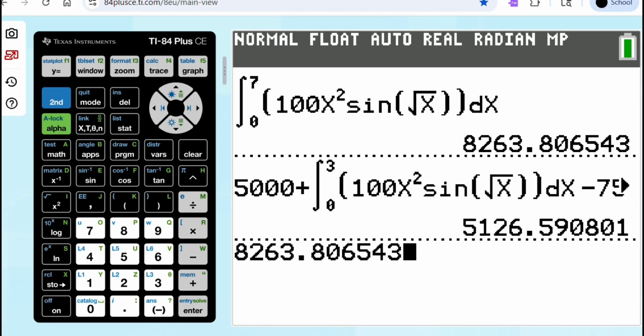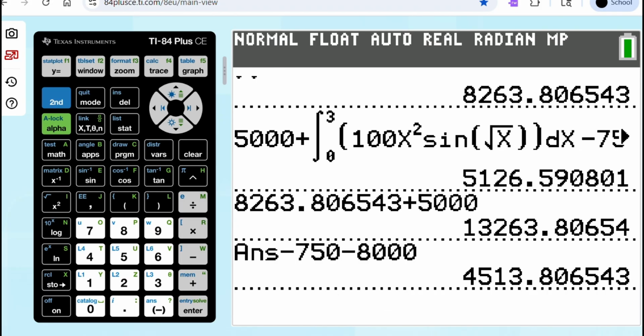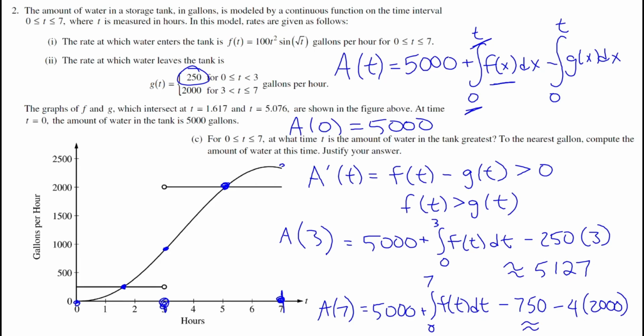And then we'll add in the initial amount of 5,000, since we already had that integral from 0 to 7. So now that's how much we had in plus how much was pumped in, and now we need to subtract the amount that was removed. Well, that was the 750, and it was also the 4 times 2,000, which is 8,000, which drops us down to 4513.8, or 4514.